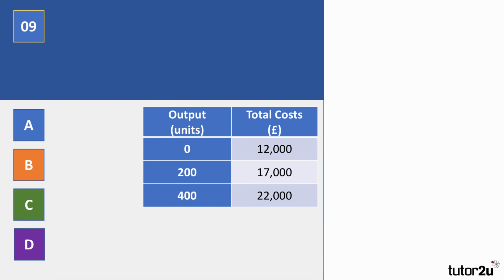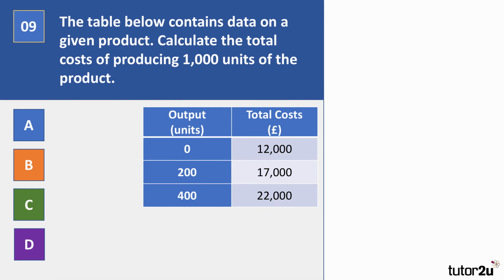Okay, question 9, and here we're going to refer to a table of data. The table of data below contains data on a given product. Calculate the total costs of producing 1,000 units of that product. Based around the data provided there, here are the 4 options. Have a go at calculating that by pausing the video first.